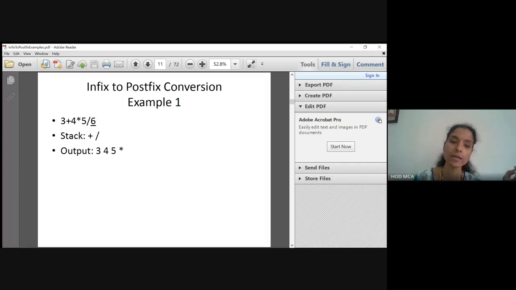All right, then is 6. 6 is an operand, so you take it directly to the output. Now all the characters in the given expression are over, so you will pop out everything that is there in the stack. Slash is the first one which will get popped out, and then plus. So this is the answer. I guess how many of you got it right?